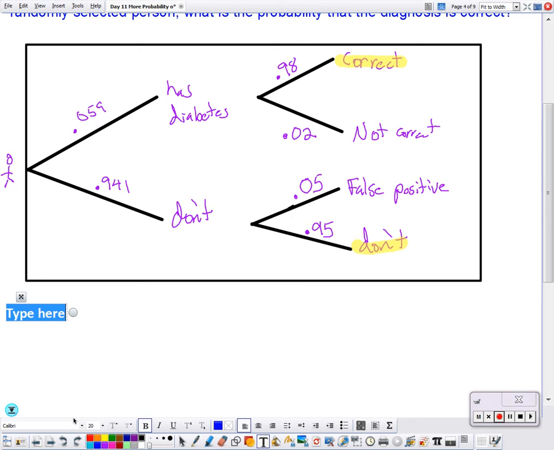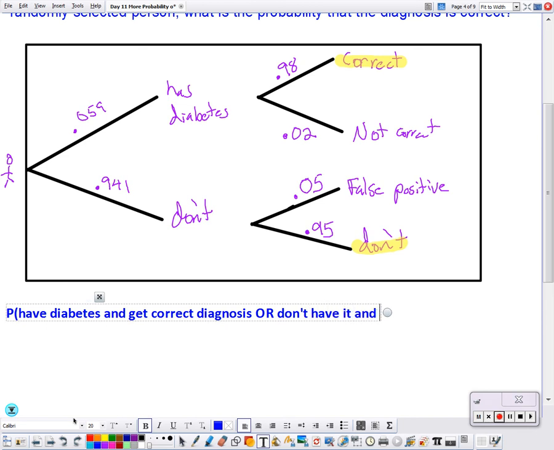All right. We are looking for the probability that you have diabetes and get the correct diagnosis, or you don't have diabetes and get the correct diagnosis. Okay. It's really important to have the words correct. So now I'm going to split it up. This is going to equal the probability of having diabetes and getting the correct diagnosis.